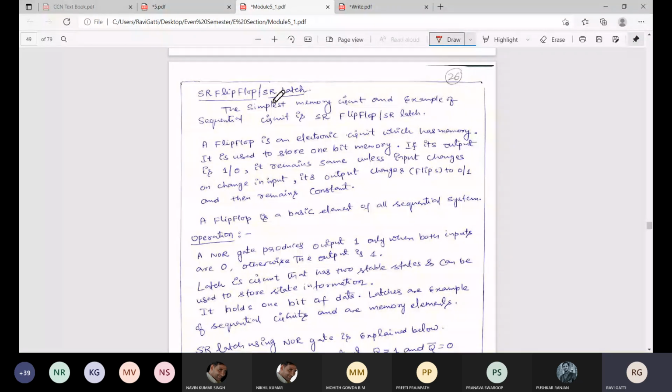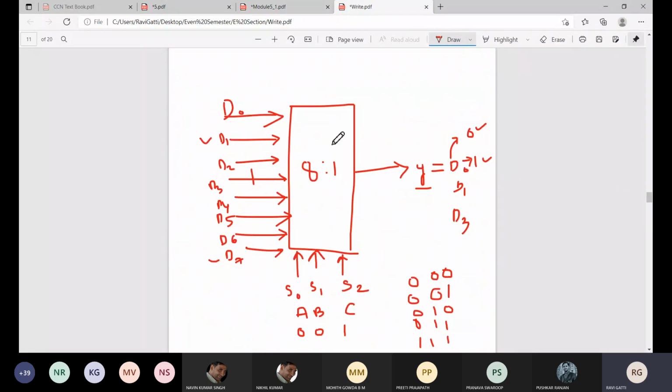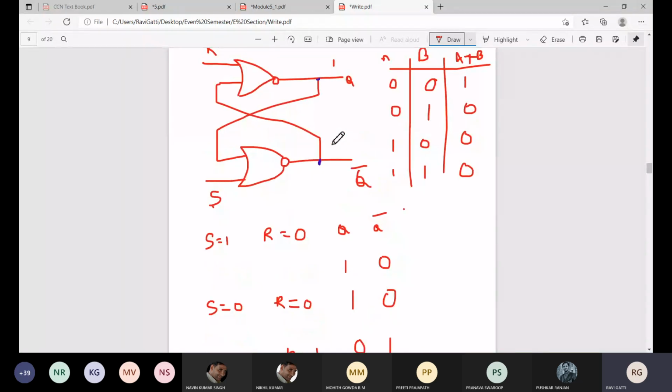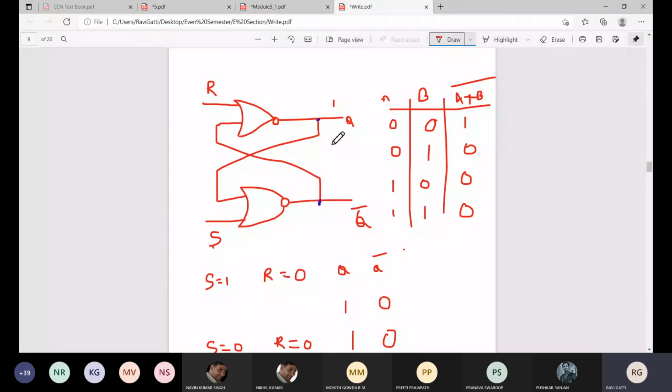There is a slight difference between latches and flip-flops. Quickly, we will try to understand the first sequential circuit, the SR latch, how it operates and what we need to understand about it. I request all the students to be attentive, because if you understand this SR latch, the remaining things are a continuation of it. This SR latch we will be implementing using NOR gates.